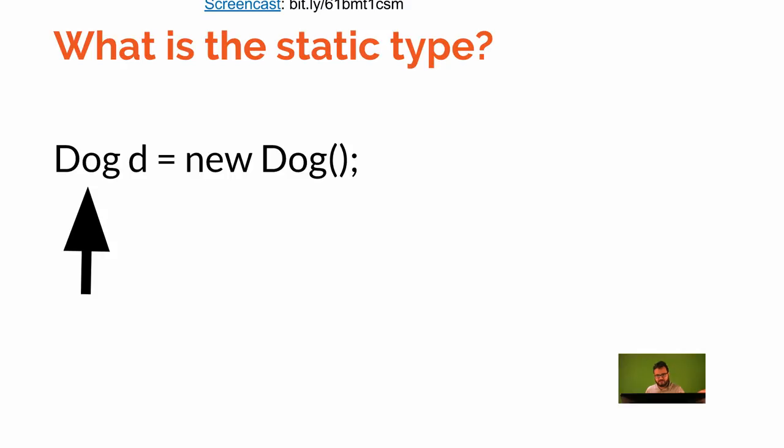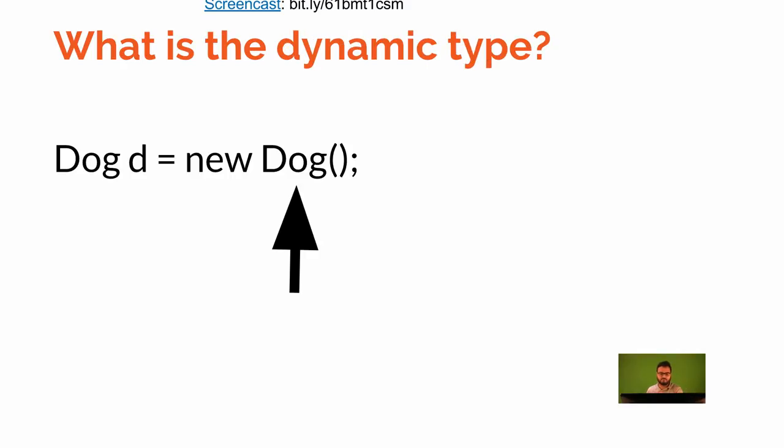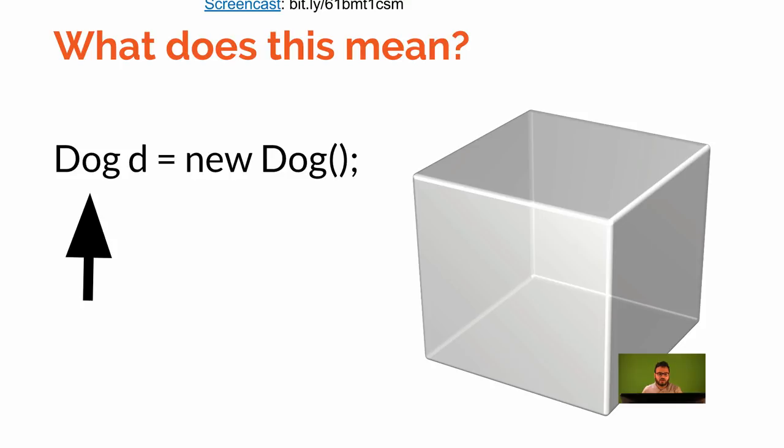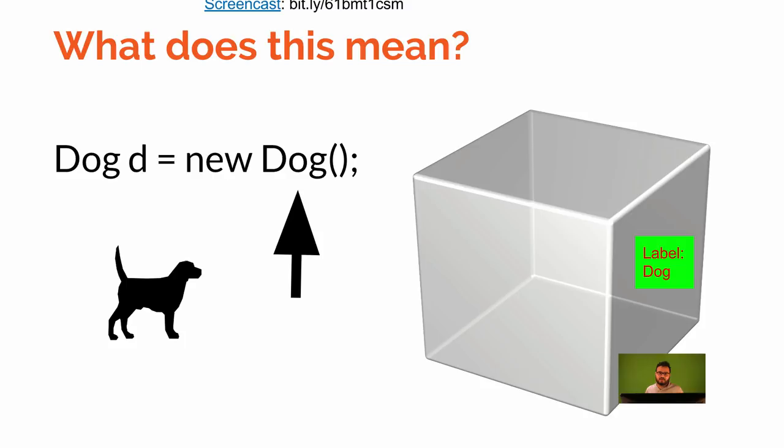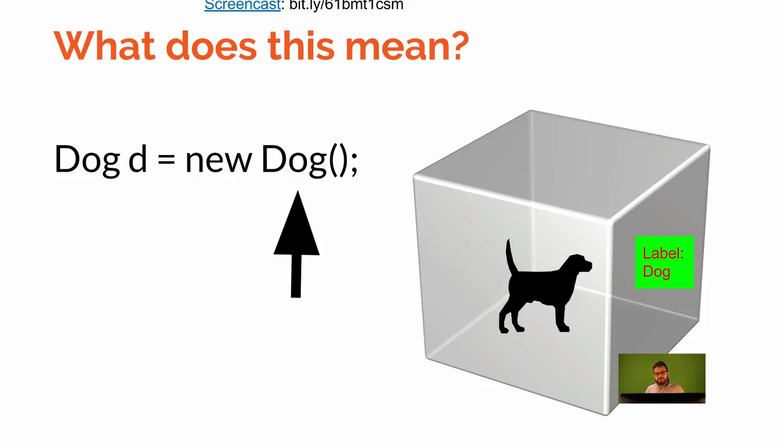So Dog on the left side is a static type, and this other Dog on the right side is a dynamic type. Anything on the left is the static type, is how I like to remember it, and things on the right are the dynamic type. What does this mean exactly? In my analogy, a static type is essentially creating a box. When the compiler hits this left keyword Dog, it creates a box, and this box is allowed to hold dogs. So it labels it Dog, and then it creates a dog. New Dog means create a new dog, and then it puts that dog inside this box.